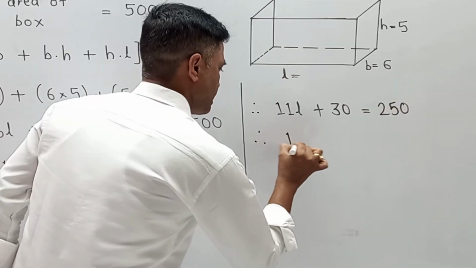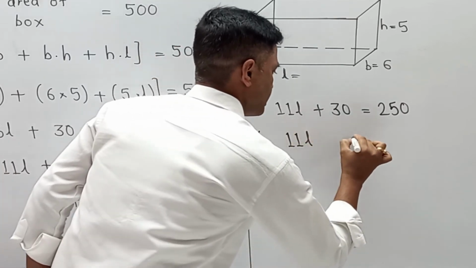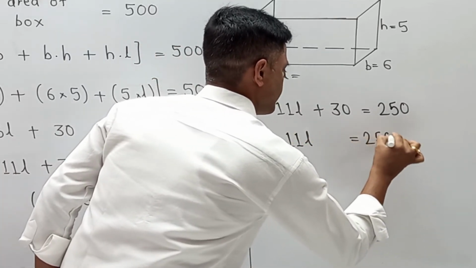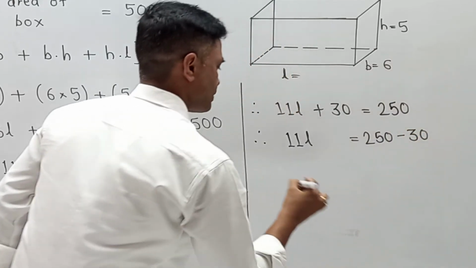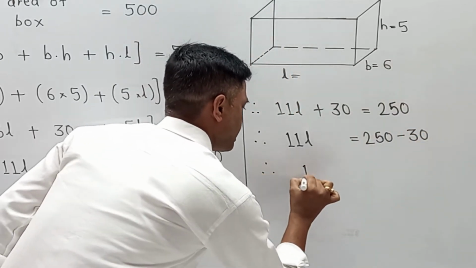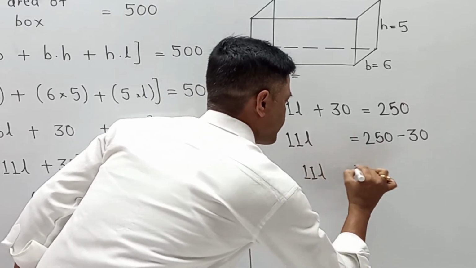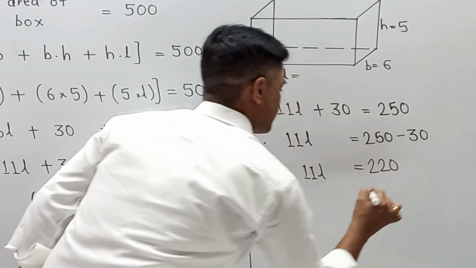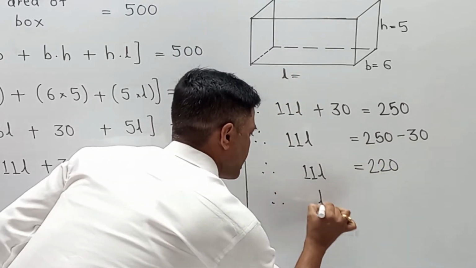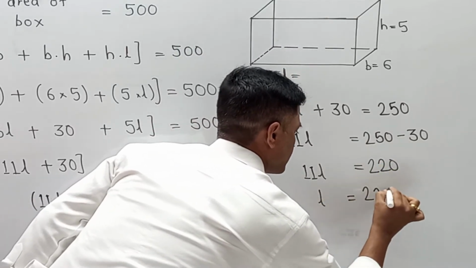Therefore, 11L is equal to 250 plus 30 goes to that side, it becomes minus 30. Therefore, 11L is equal to 250 minus 30, it becomes 220. Next, L is equal to 220.